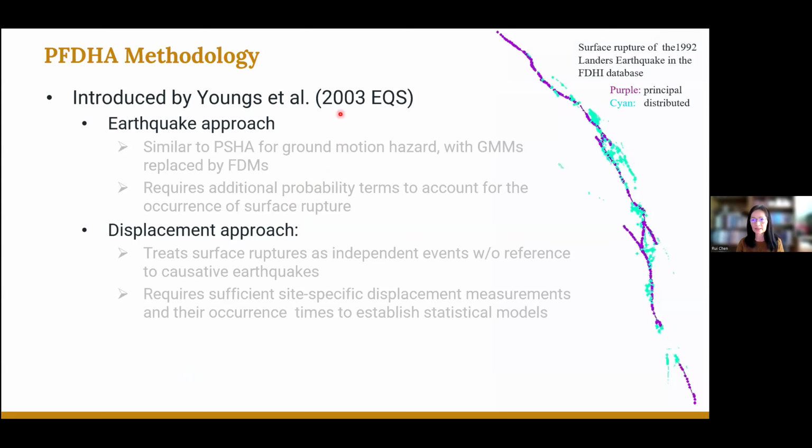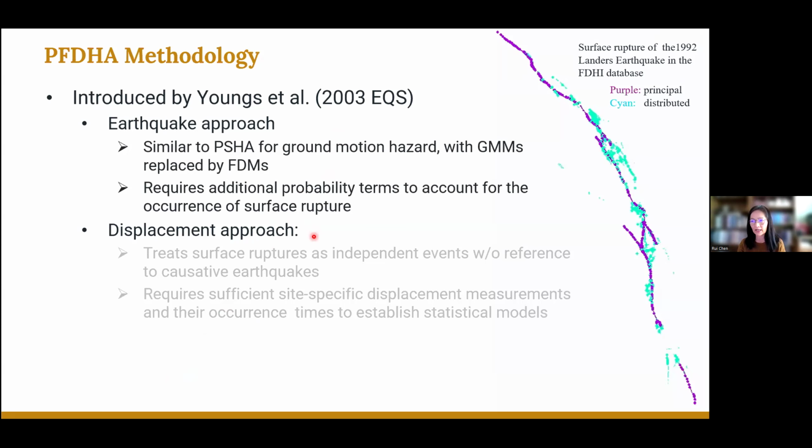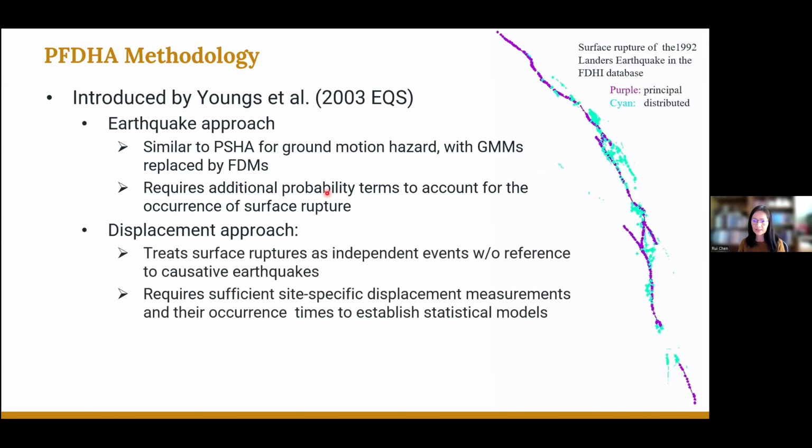PFDHA was introduced by Youngs and others in 2003. They proposed an earthquake approach and a displacement approach. The earthquake approach is similar to PSHA for ground motion hazard, with ground motion models replaced by fault displacement models. It requires additional probability terms to account for the occurrence of surface rupture. The displacement approach treats surface ruptures as independent events without reference to causative earthquakes. It requires sufficient site-specific displacement measurements and their occurrence times to establish statistical models.